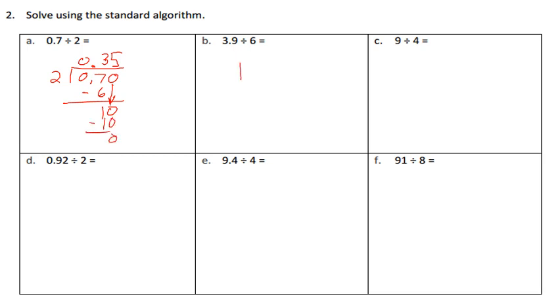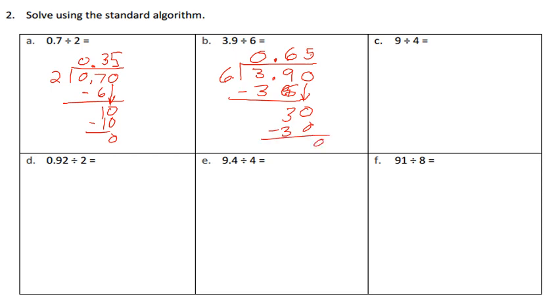On B, 3 and 9 tenths divided by 6. I like putting a decimal in there right away. 6 will go into 3 0 times. 6 will go into 39 6 times. 6 times 6 is 36, I'm sorry. And we end up with the remainder of 3. We want to get a remainder of 0, so we're going to put in a 0 and become 30 hundredths. 6 goes into 30 hundredths 5 times. 5 times 6 is 30. And 0 remainder. Next one goes 9 divided by 4.